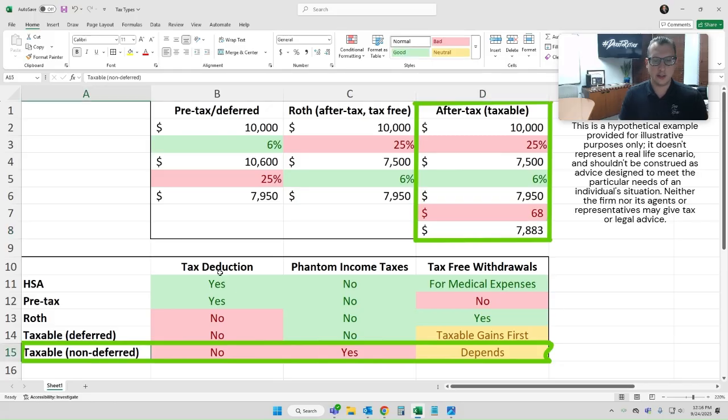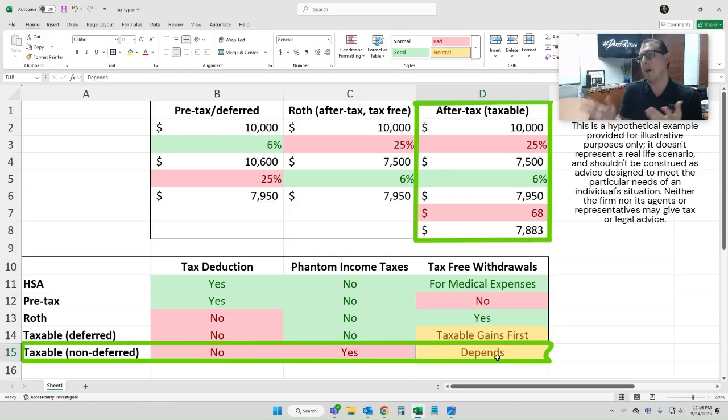On the bottom here, you can see our three columns again, and it's non-deferred. I'm not going to go into the deferred in these videos. It's a little strange, so harder to explain, and most people don't have that anyway. But taxable non-deferred means that you are putting the money in the account. Do you get a tax deduction for putting it in a regular investment account? Absolutely not. Nobody's going to give you a tax benefit for that. Phantom income taxes, yes, you have to deal with those in that type of account. Dividends, interest, and capital gains on the account get reported every year, and you pay tax on it as you go.